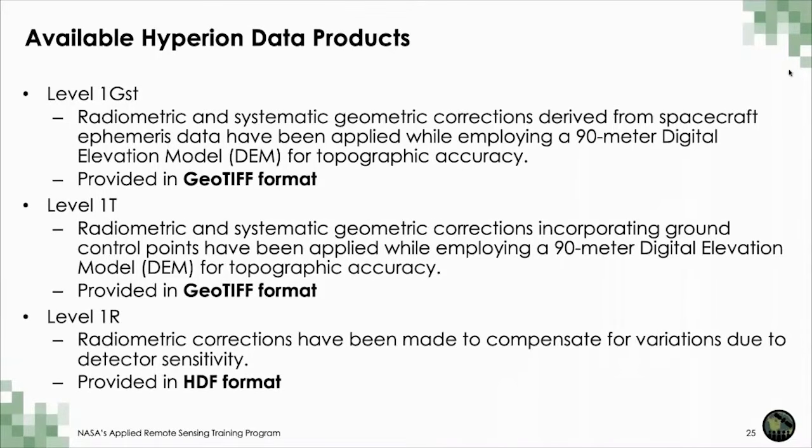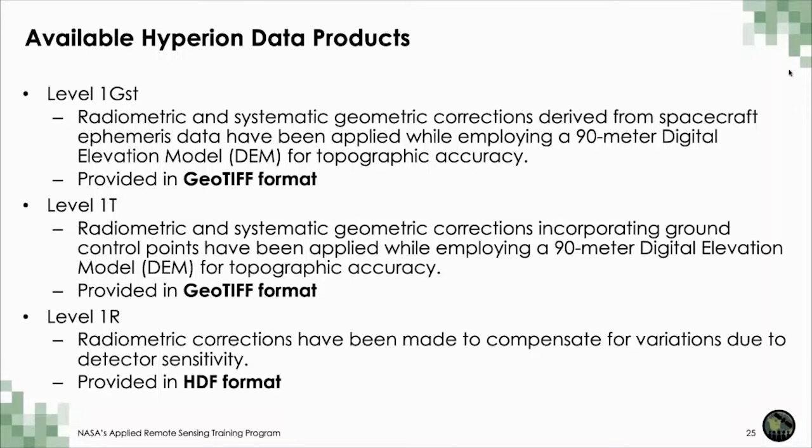Hyperion data are available at different processing levels. The higher the processing level, the greater the pre-processing that was conducted on the imagery prior to when the user downloads it. Pre-processing involves radiometrically correcting data to account for differences in the sensor's sensitivity, or the gray levels.